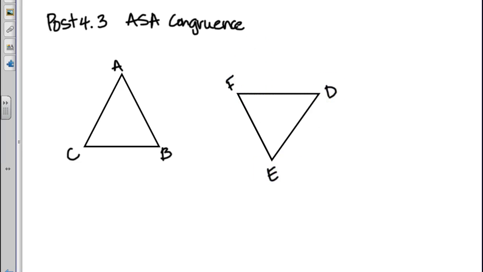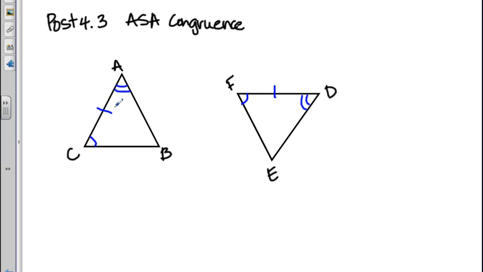Same triangle. But let's say that they give us information that angle C is congruent to angle F and angle A is congruent to angle D and side AC is congruent to side FD. Right, so I have angle, side, angle. I have two angles and the side between them. So notice the side that we're talking about being congruent on the triangles is between, it's the included side.